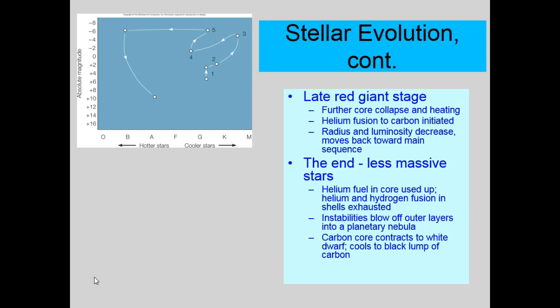Now let's go to the less massive stars. The helium, you didn't have that much to begin with. I mean, some, but now the fuel is being used up. So now the helium and the hydrogen fusion in the shells are exhausted. There's nothing else to do. The instabilities blow off the outer layers, okay? I mean, just erupt and blow off those outer layers, and that forms what they call a planetary nebula, okay?